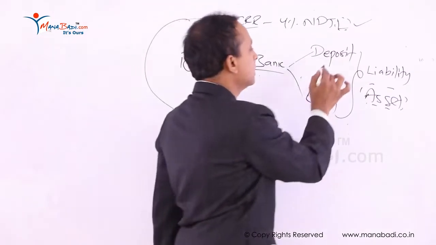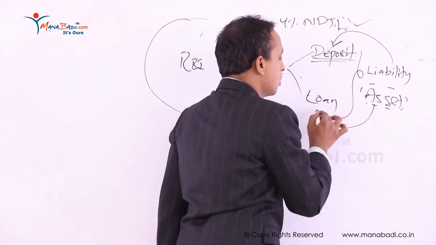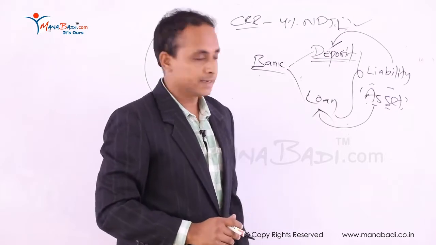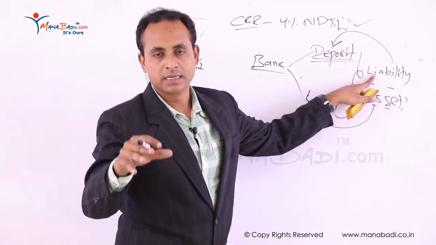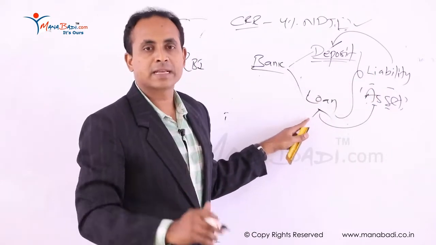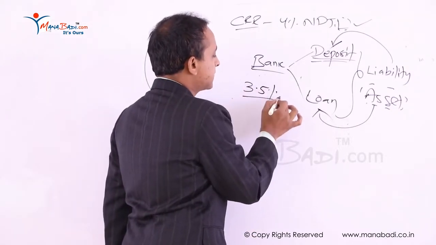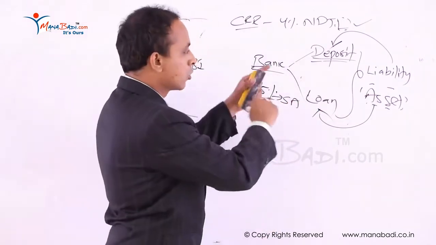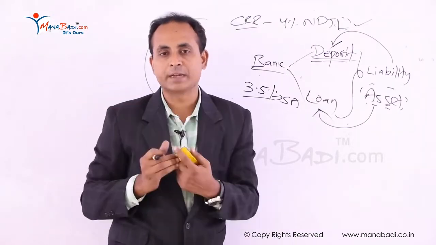Say for example, deposits are a liability for a bank, whereas assets are loans, or loans are assets. Clear? So deposits are a liability, a burden on the bank, whereas loans are assets. Say for example, currently 3.5% is the rate of interest on savings account. That we will discuss.